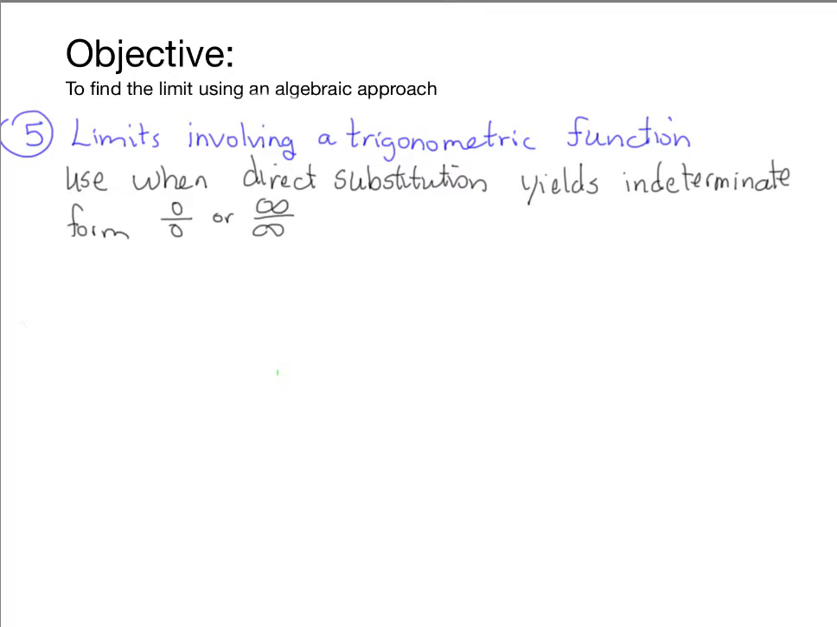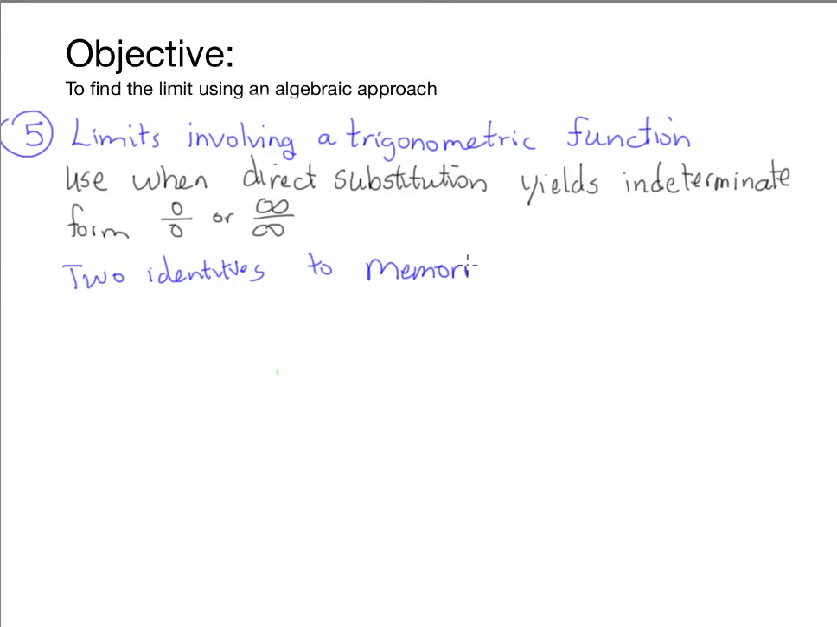The final algebraic method we're going to talk about today is limits involving a trigonometric function. And we're going to use this when we try direct substitution and we end up with that indeterminate form yet again, with 0 over 0 or infinity over infinity. Again, that could be plus or minus infinity.